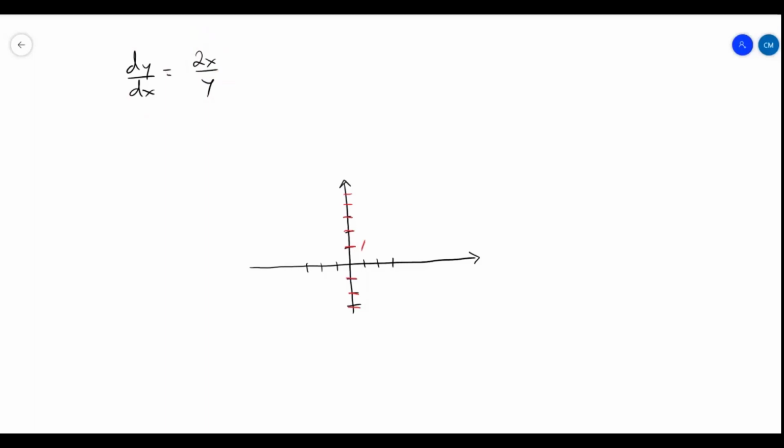What about if x is 1 and y is 2? x is 1 and y is 2.